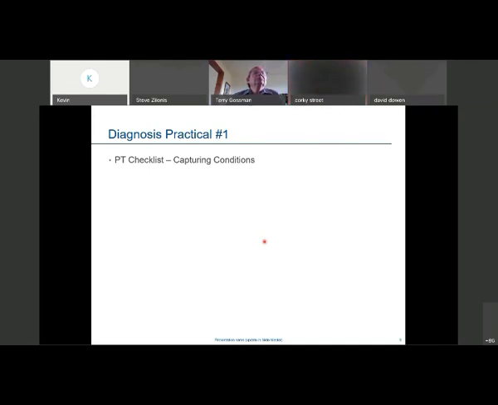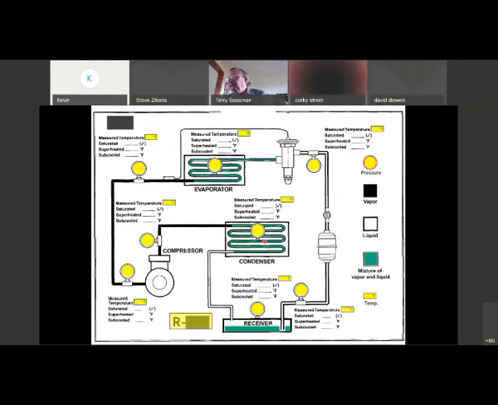Capturing conditions. If you've got a PT chart, you can follow along. Since I don't have the capability of interaction with you guys, I've got a PT chart in front of me, and I'm going to take some measurements on this refrigeration system here. From the compressor, right over here, this is going backwards from the refrigeration system we used yesterday or Friday. It's actually going counterclockwise this direction. So it goes through the condenser, goes to the receiver, out the liquid line up to the expansion device, through the evaporator, and down the suction line to the compressor.